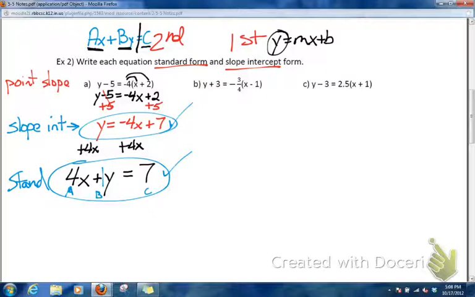All right, so looking over at the next problem, example 2, b and c, I would actually go ahead and like you to try these on your own. So go ahead and give B and C a shot by pausing the video.